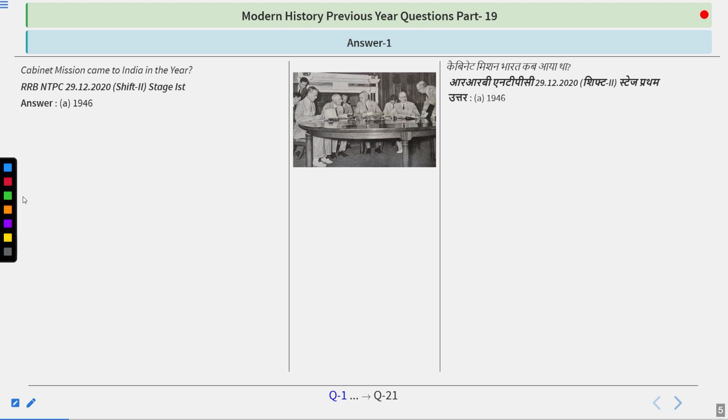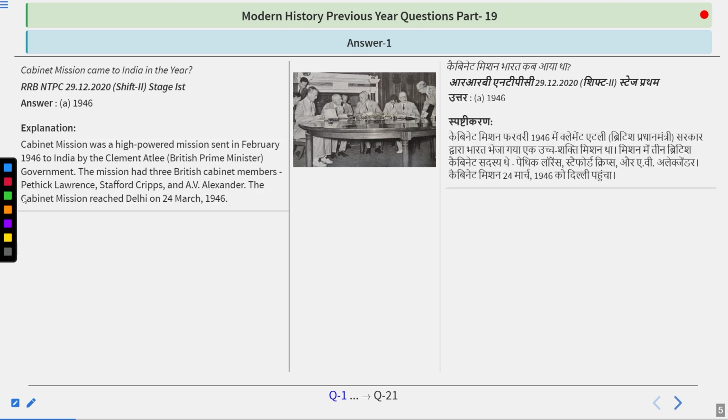So just after the elections, they created a particular mission called the Cabinet Mission, and sent it to India. Why did the Cabinet Mission come to India and what was the purpose? The purpose was to create a Constituent Assembly and to arrange the transfer of power from the British Empire to Indian democracy. The Cabinet Mission was a high-powered mission sent in February 1946 to India by the government of British Prime Minister Clement Attlee. The mission had three British cabinet members: Patrick Lawrence, Stafford Cripps, and A.V. Alexander. The Cabinet Mission reached Delhi on 24th March 1946.